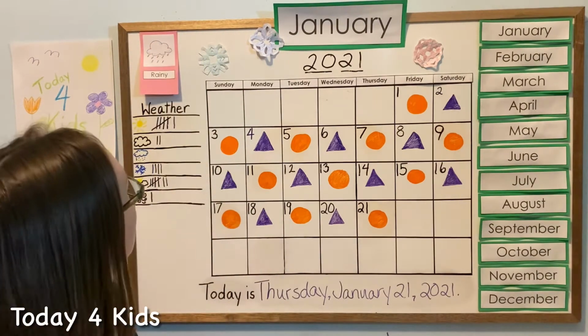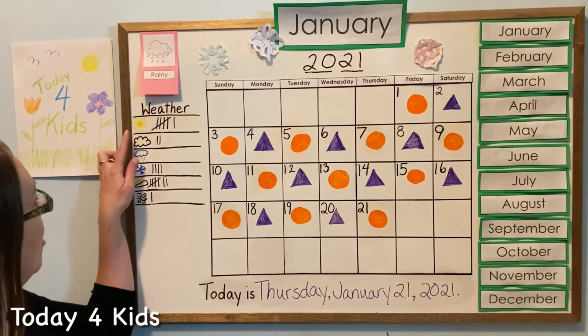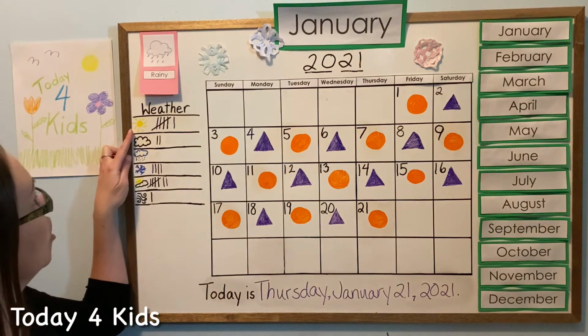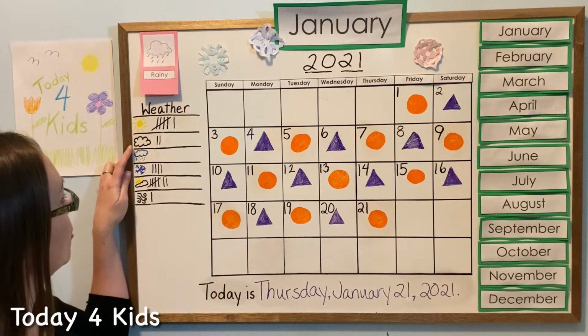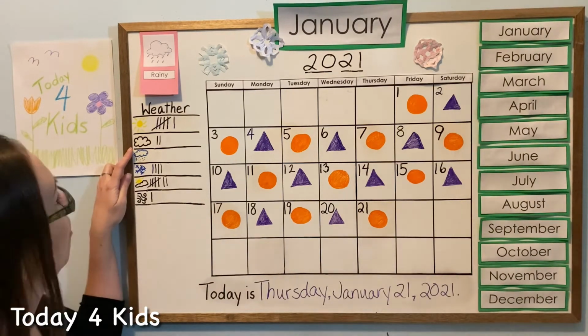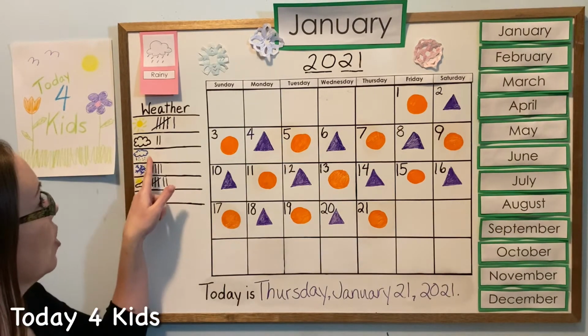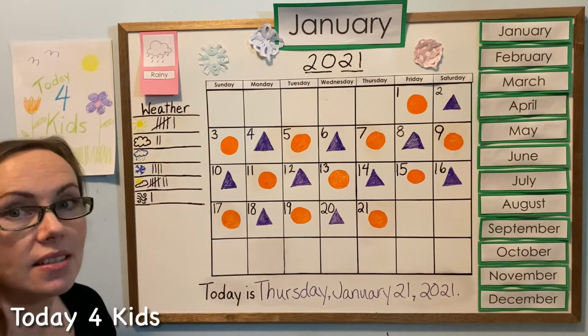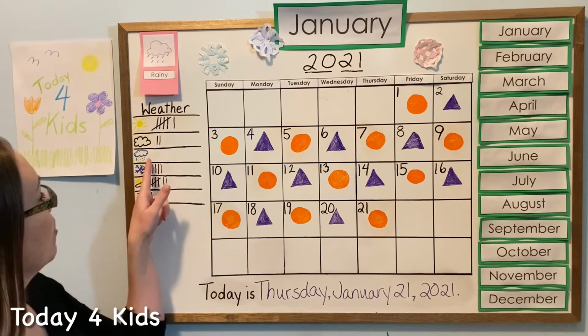So, can you help me find rainy on our weather chart? Let's start at the top. We have a sun. Nope, not sunny. Cloudy. Well, it is cloudy, but the clouds are doing something. Would you remember what they're doing? Raining. That's right. Oh, here's a cloud with rain. So we get to put our first tally mark in our rainy section because it hasn't rained yet in January. This is a first. So I'm going to make a tally mark here.